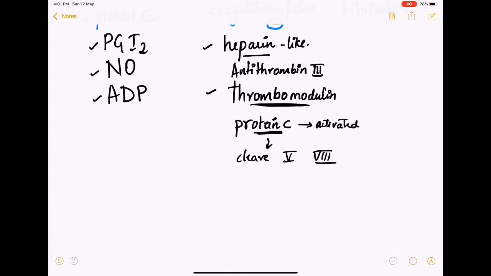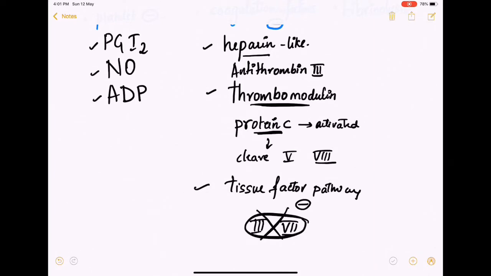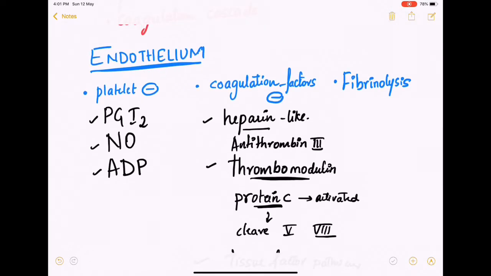The third substance involved here is the tissue factor pathway inhibitor. This is simply going to inhibit the tissue factor, that is factor 3, and the factor 7 complex. It's going to inhibit this complex and prevent coagulation. The next mechanism that endothelium has to prevent clotting is the fibrinolysis mechanism, where the fibrin is broken down. And it will prevent clotting.